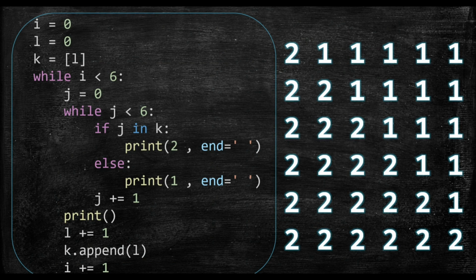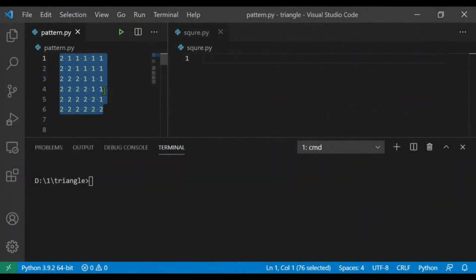In this video tutorial, we will see how to print number square pattern. Let's move to Visual Studio Code and execute this pattern. We can see here in this pattern every line contains 6 numbers. Along with every number, a single space character is appended. So here the ones are decreasing line by line and twos are increasing line by line.